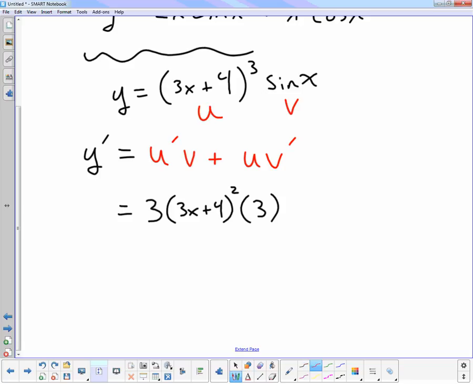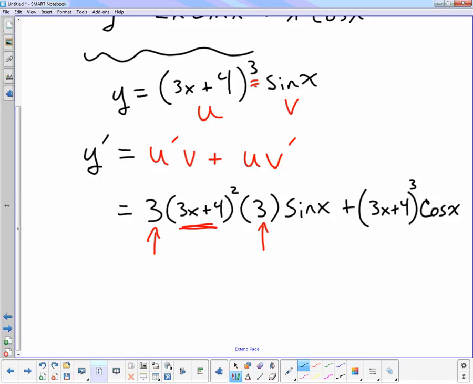Because this is the 3 that was my exponent. And then this 3 came from the derivative of the inside of him. Yes? Okay, good. And now I have V, which is sine x. And now it's U times sine. Derivative of sine is cosine. Does that fly? So that's how you play it.